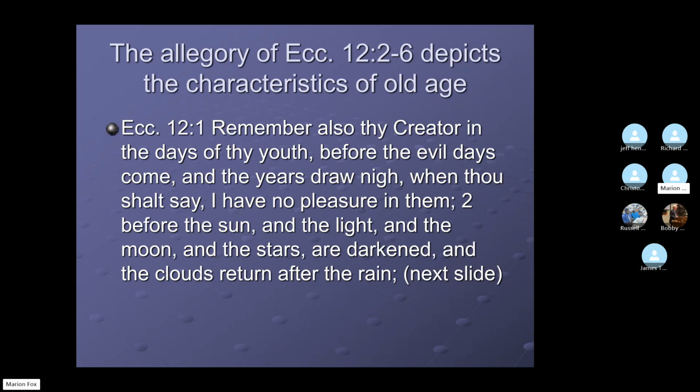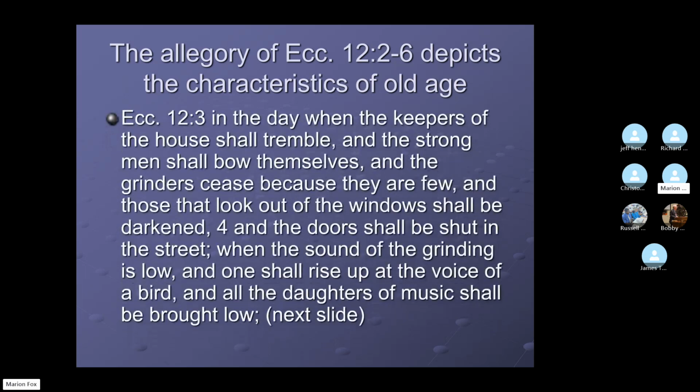Remember also thy Creator in the days of youth, before the evil days come, for you get sick and you get to where you don't have the strength. I can't do things that I could do when I was 18 years old. And the years draw nigh when thou shalt say, I have no pleasure in them. Before the sun and the light and the moon and the stars are darkened and the clouds return after the rain. So right here, sun and moon and stars are darkened, your vision begins to give way. It's not as clear. You can't see as clear.